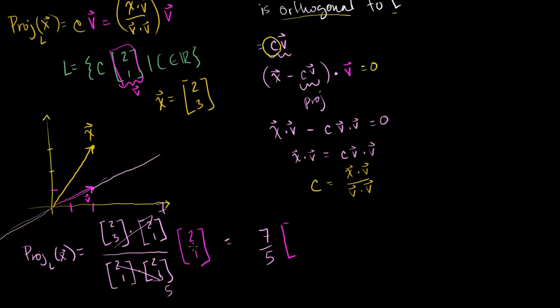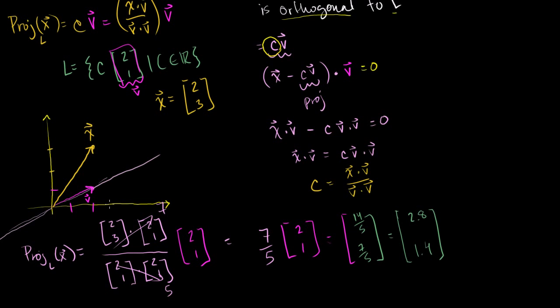So we're scaling it up by a factor of 7/5. So multiply it times the vector 2, 1. And what do you get? You get the vector 14 over 5 and 7 over 5. And just so we can visualize this or plot it a little better, let me write it as decimals. 14 over 5 is 2 and 4/5, which is 2.8. And this is 1 and 2/5, which is 1.4. And so the projection of x onto L is 2.8, 1.4.